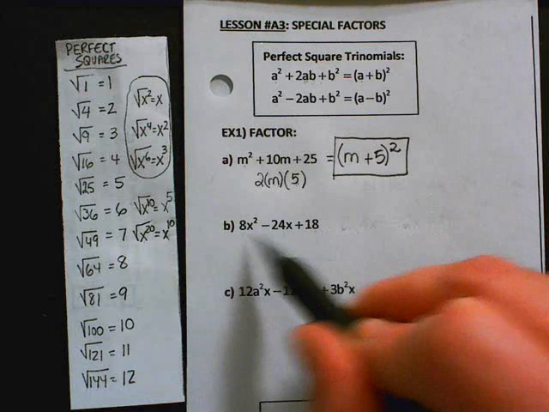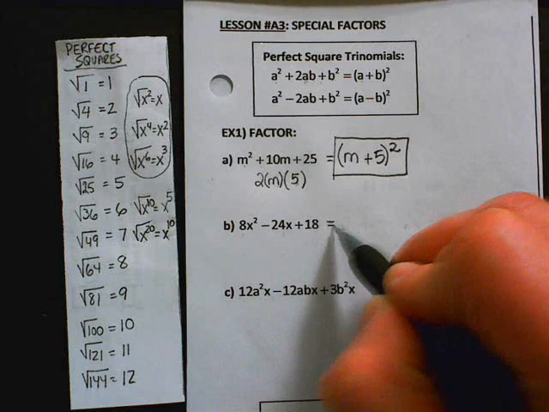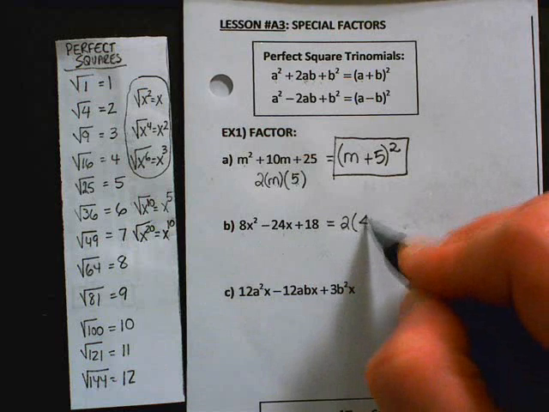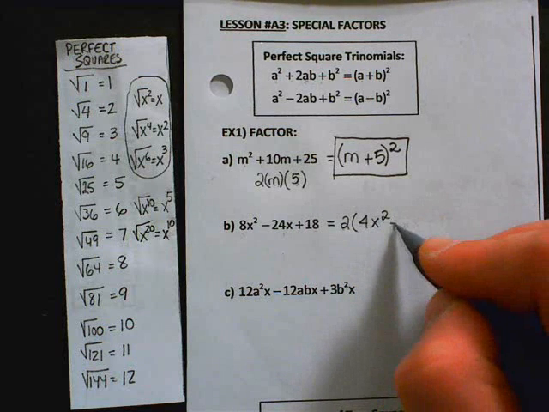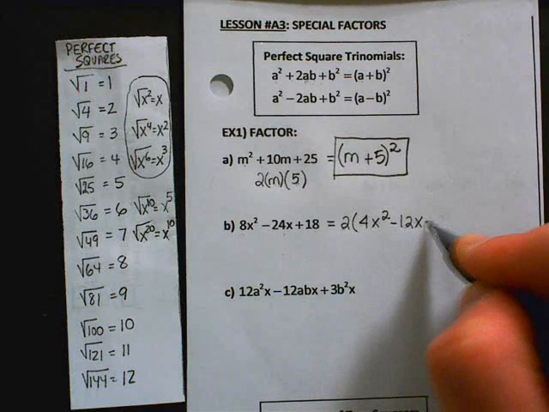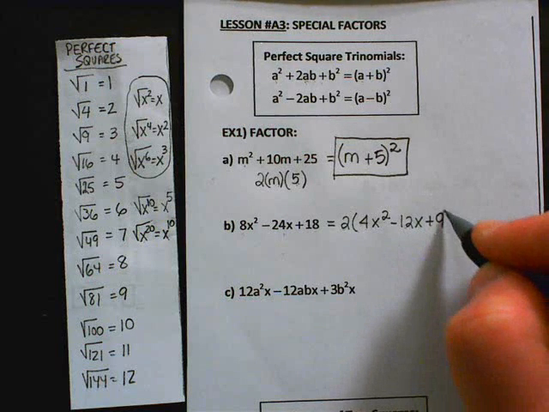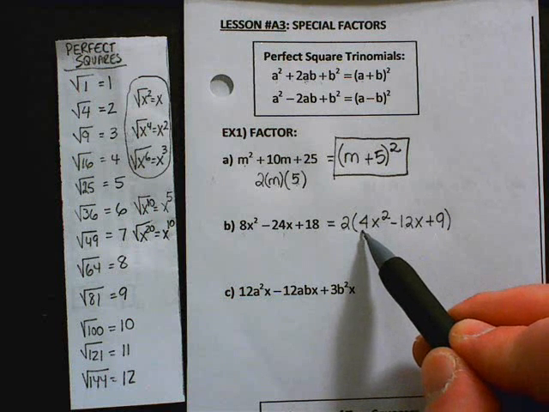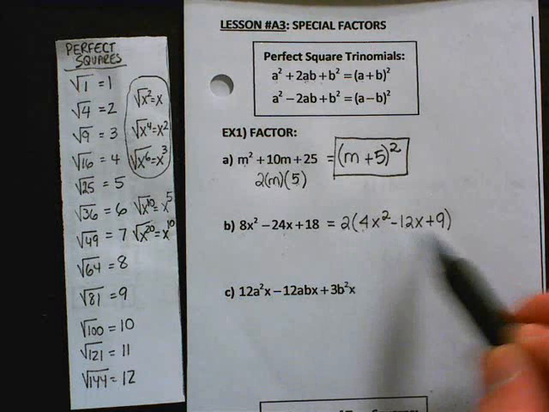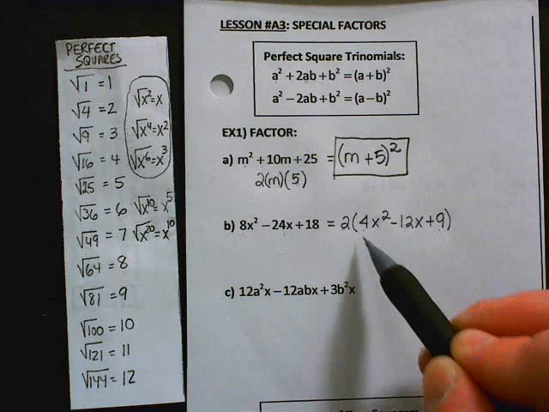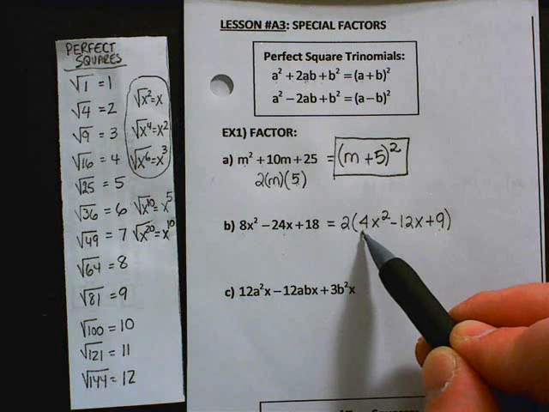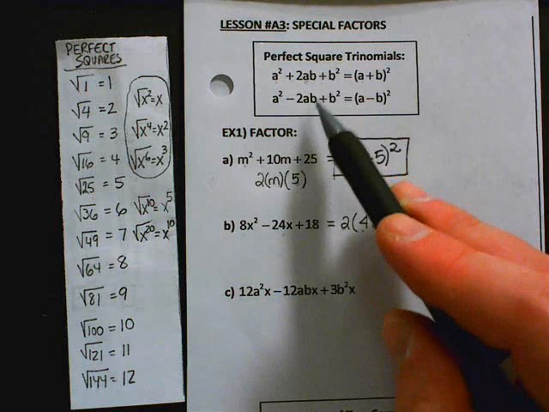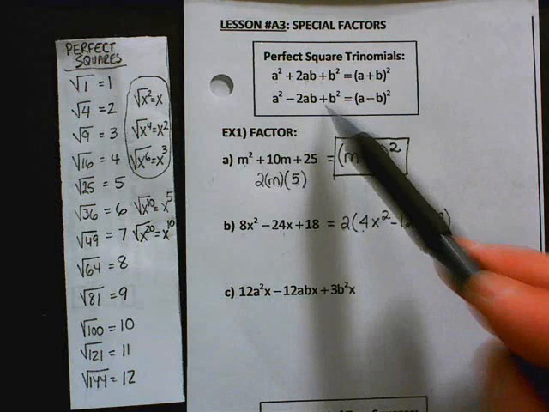Always ask yourself, can I factor anything from all 3? In this problem, I can. I can factor out a 2, so that the expression becomes 2 times 4x squared minus 12x plus 9. Now, I notice that I have a perfect square for the first term and a perfect square for the last term, because the square root of 4x squared is 2x and the square root of 9 is 3. So I probably can use this formula, but actually it's going to be the second one because I have a negative.